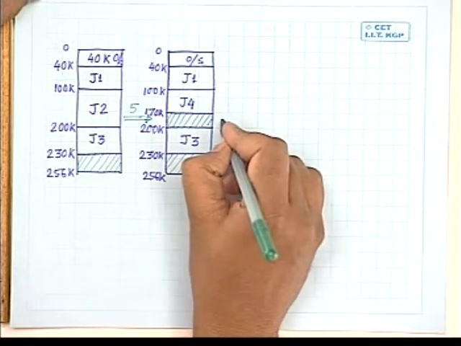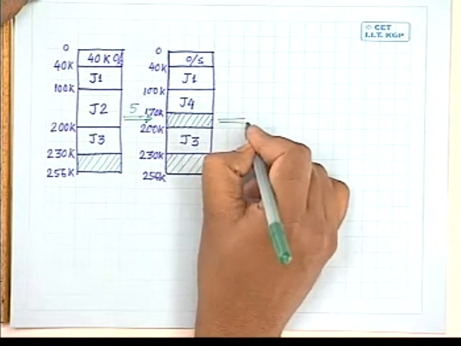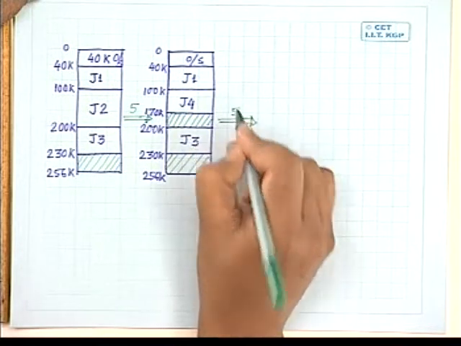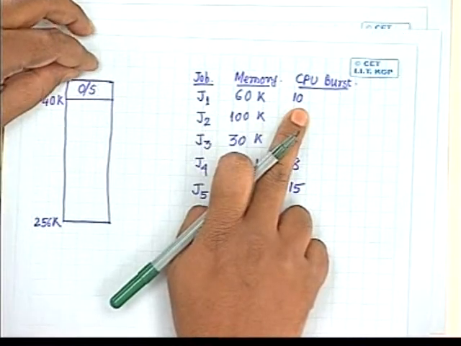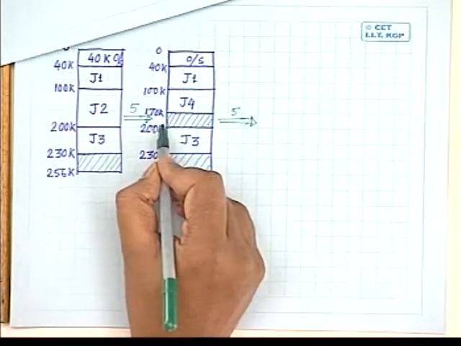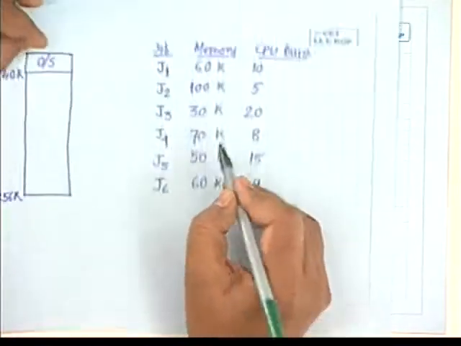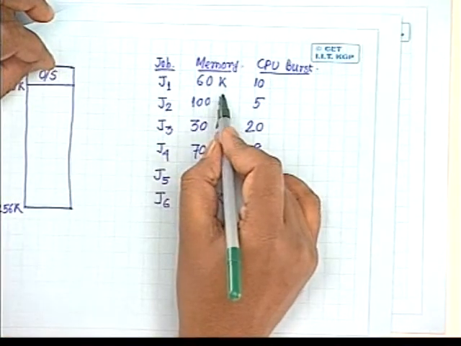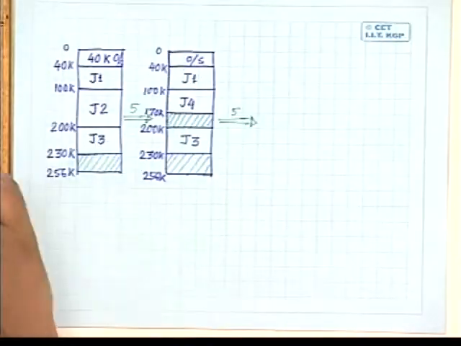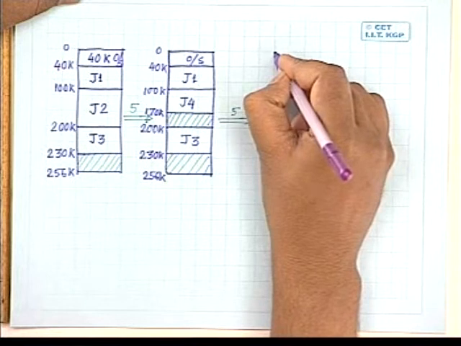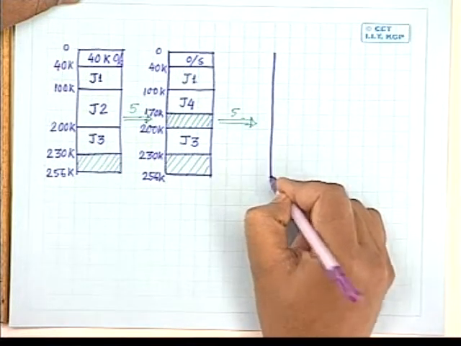Now, again, after 5 more time units, what will happen? The execution time of job J1 was 10 time units. So I assume that by this time 5 time units is already complete. After remaining 5 time units, job J1 will complete execution. Okay. So again, the situation will be different. I will have situation like this.